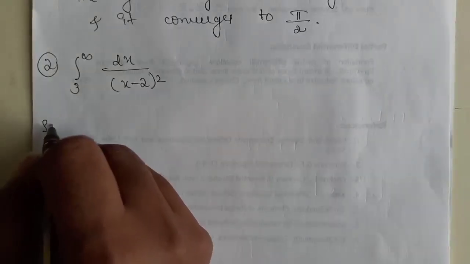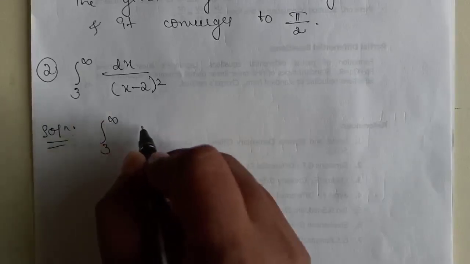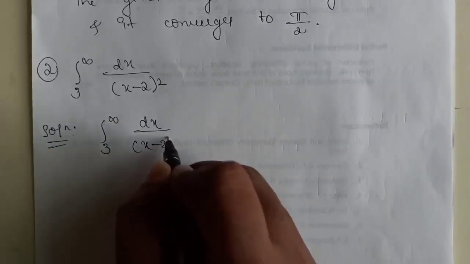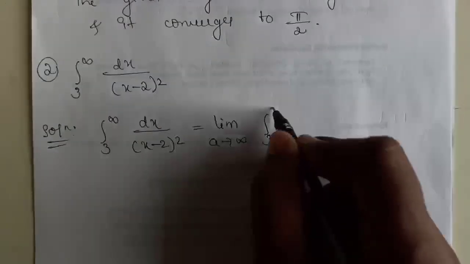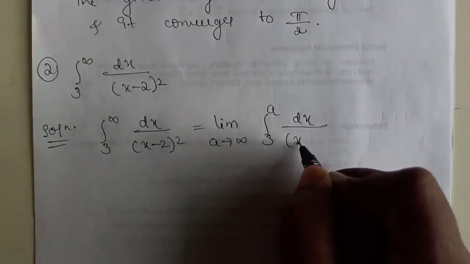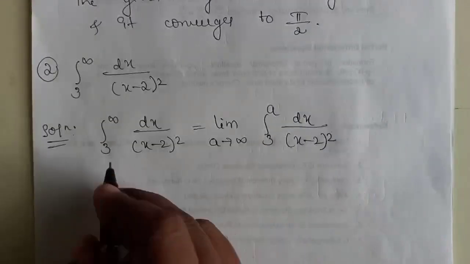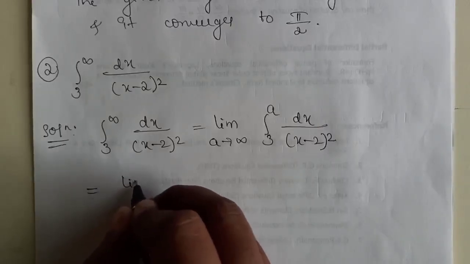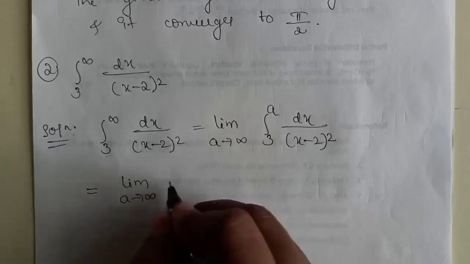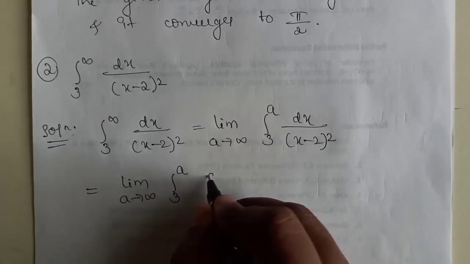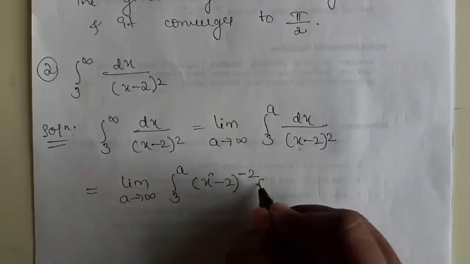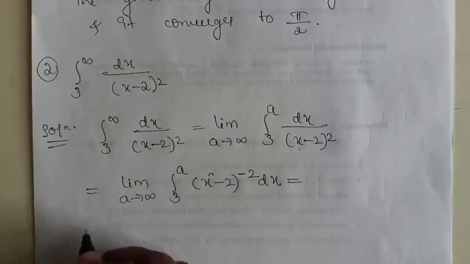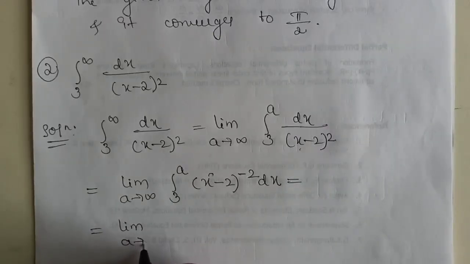Now consider another example. Solution: this integral can be written as limit a tends to infinity, integration from 3 to a of dx divided by (x minus 2) whole square. This integration is very simple. I will take this to the numerator, so (x minus 2) power minus 2 dx.